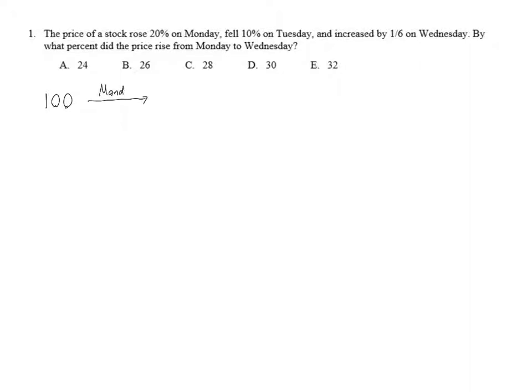So we're going to look at what happens on Monday. Well, we have to add 20% of 100 to that, and 20% of 100 is 20. So it increases by $20, bringing it up to $120.